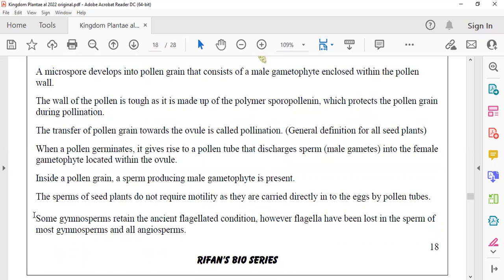So, in this place, they are telling some gymnosperms retain ancient flagellated conditions. Actually, in gymnosperms, do you notice flagella? No, sir. Cycas is the only gymnosperm you studied. In that cycas, do you notice flagella? No, sir. Okay. However, most of the gymnosperms and all angiosperms have no flagella. That means no flagella here should be taken as a, what's it? It is a common word.